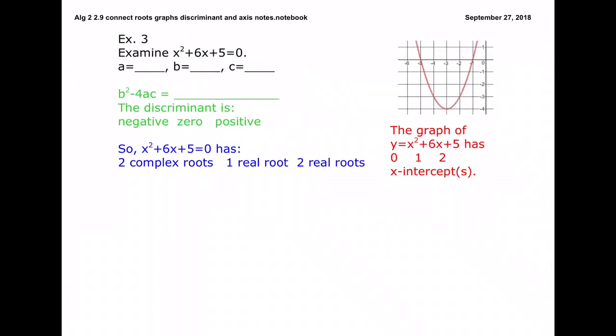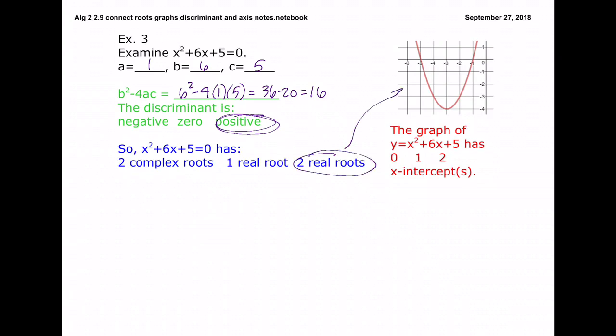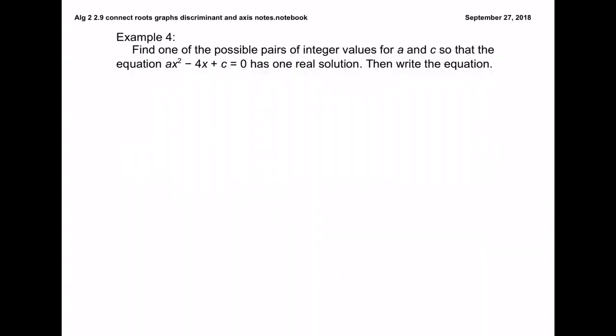When we look at example 3 and we examine x squared plus 6x plus 5, we notice that our a is 1, our b is 6, our c is 5. When we square b and subtract 4 times a times c, we get 36 minus 20, which equals 16. Our discriminant, we would say, is positive. If we have a positive discriminant, we have two real roots, which means it's going to cross our x-axis in two places and have two x-intercepts.